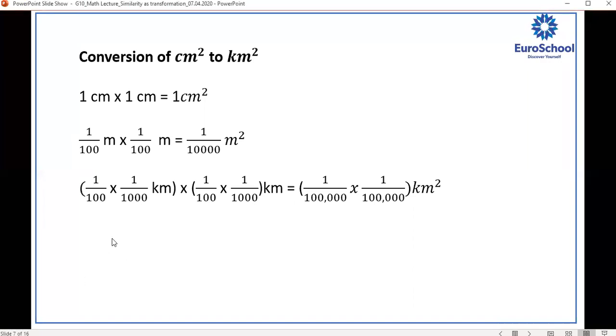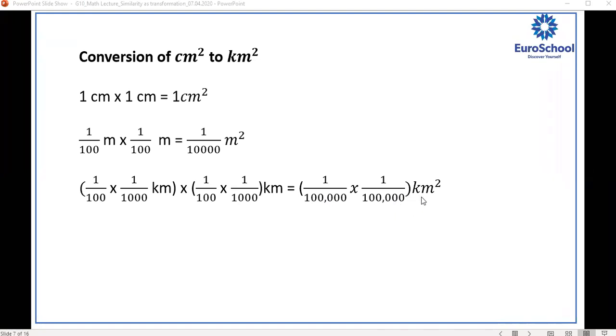Okay. Now, 1 by 100 into 1 by 1,000 kilometers. Again, we are converting this. How many zeros do we have in the denominator? 1, 2, 3, 4, 5. And we are multiplying with again 1, 2, 3, 4, 5. So it is basically 10 to the power minus 10 kilometers square. So 1 centimeter square is equal to 10 to the power minus 10 kilometers square, or you can say 1 centimeter square is equal to 1 upon 1 lakh into 1 lakh kilometers square.